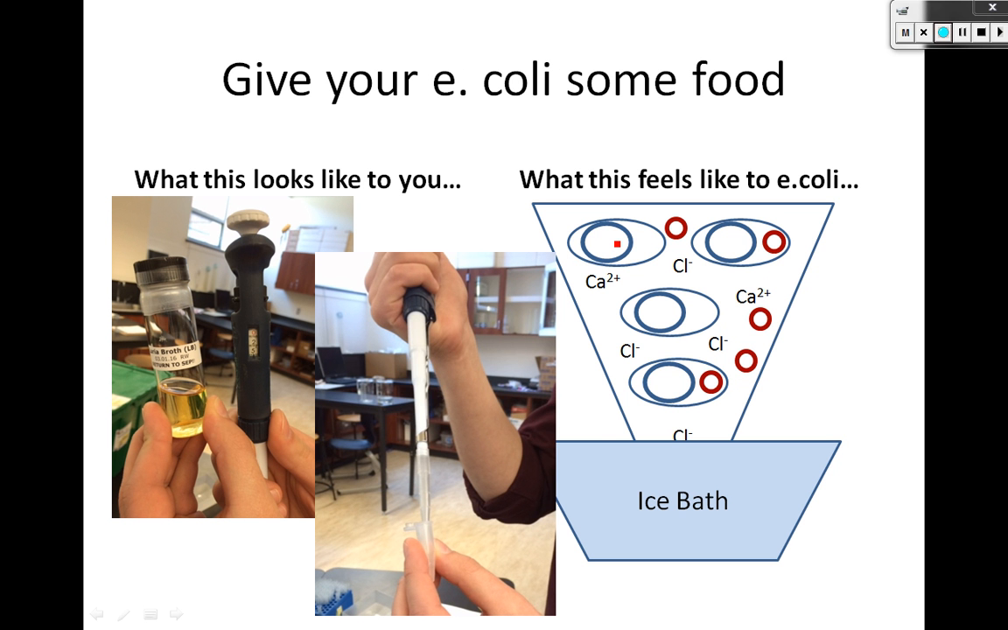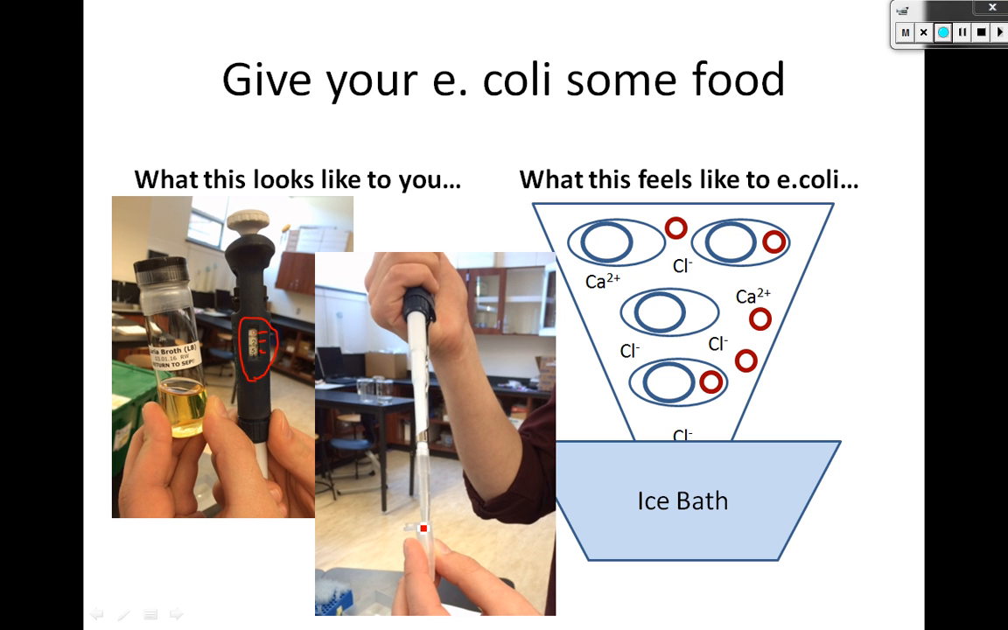So then we want to treat our E. coli well. We're going to give it some food. We're going to give it 250 microliters. This is a P1000, so remember, this would be the thousands place, this is the hundreds place, and this is the tens place. So this is 250 microliters of Luria broth. And Luria broth is very nutrient rich if you are E. coli. And you add that, again, to both tubes, because we want to do the same thing to both tubes.